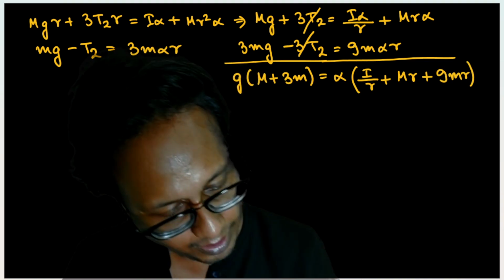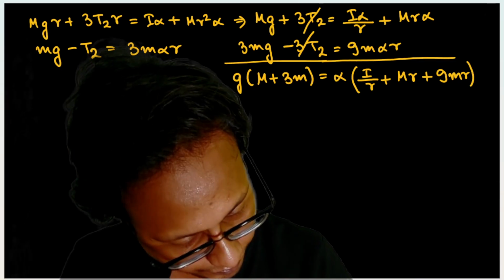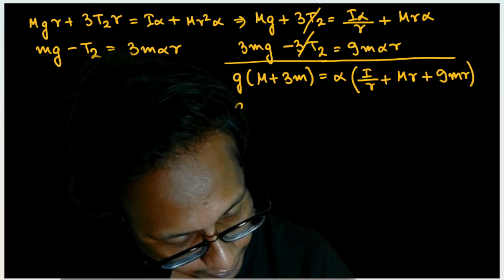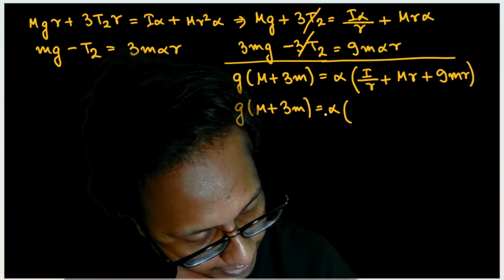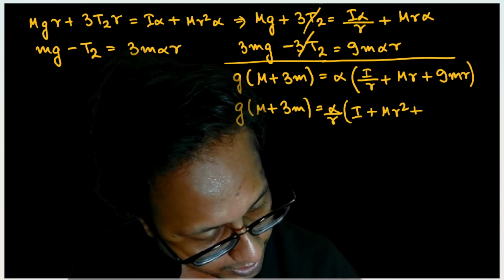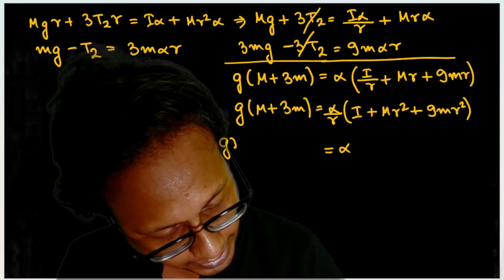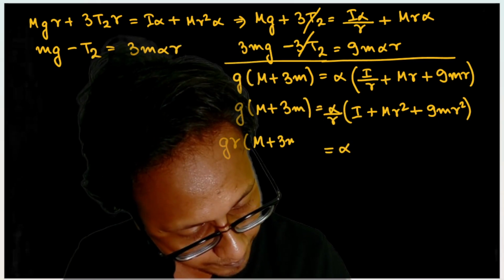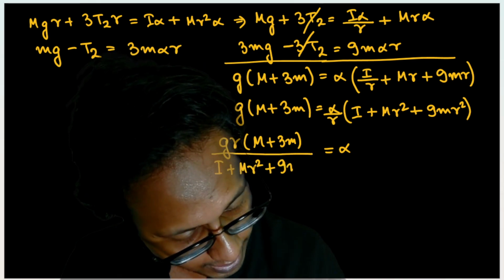Let me take r also common. So g into m plus 3m is equal to alpha into, I'm taking alpha by r common, I plus m r square plus 9m r square. So alpha is equal to nothing but gr. This r can go to the left hand side. Gr into m plus 3m divided by I plus m r square plus 9m r square.